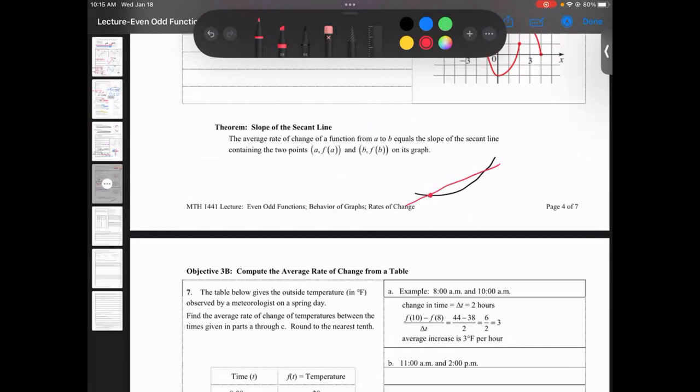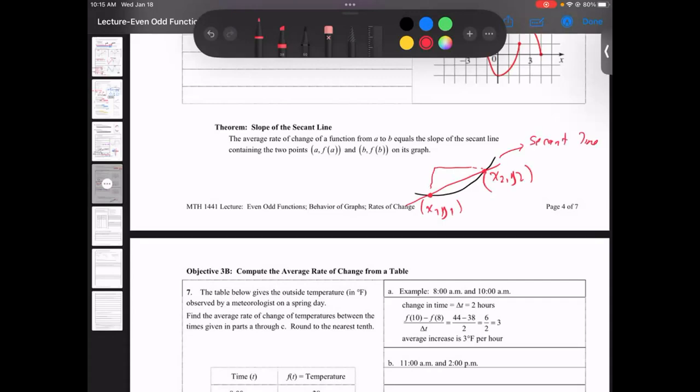Here I call x1, y1. Here's x2, y2. And then I ask you, what is the slope of those two points? You draw a line, and then you can do rise over run, or you can use a formula. It doesn't matter. Now, that line is called the secant line.